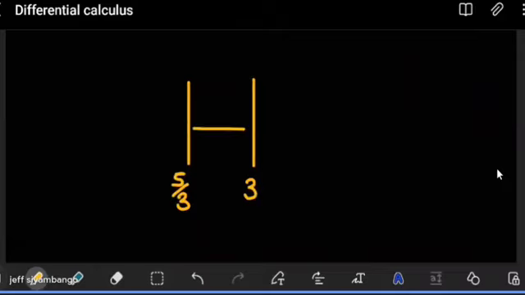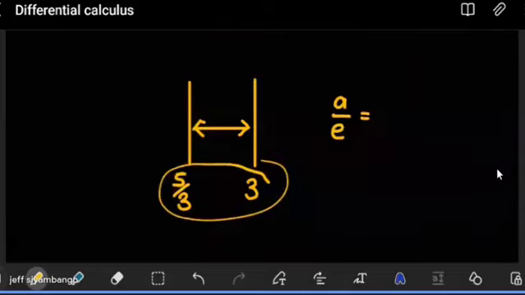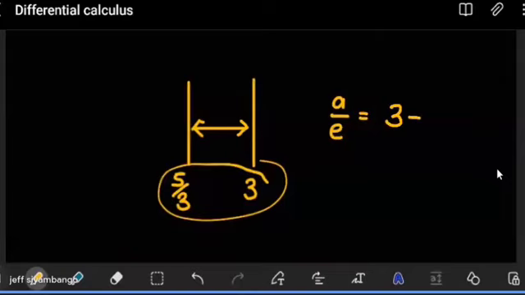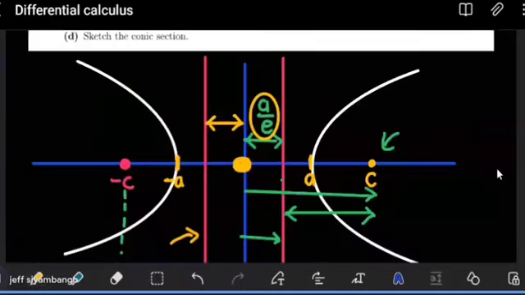So the distance between these two, we know is given by a over e, but you can still subtract these two to get the same answer. So if you subtract 3 minus 5 over 3, this should also give you the distance from the center to the directrix. So I hope you've got that part. From this diagram, we know the distance between the center and the directrix is a over e.